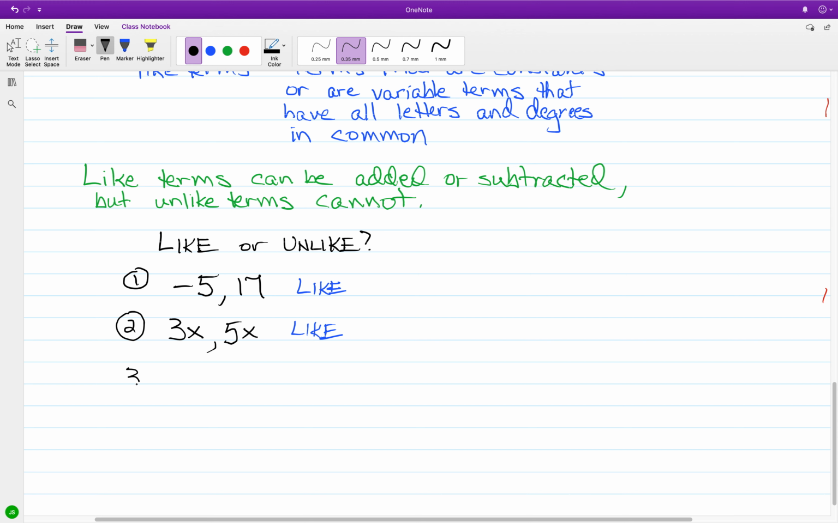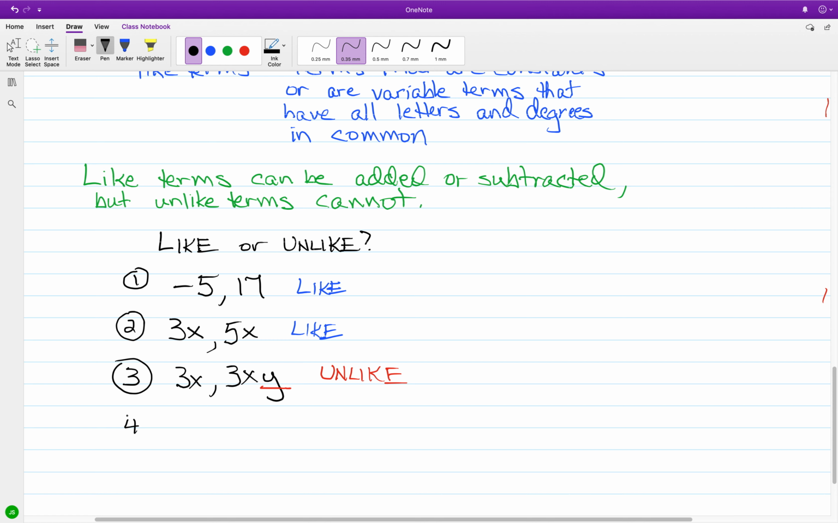Now let's say that we have 3x and 3xy. First term again is going to be 3x. The second term is not just 3x, but 3xy. And since we do not have the y shared between both expressions, 3x and 3xy cannot be combined by addition or subtraction, so these terms are unlike.